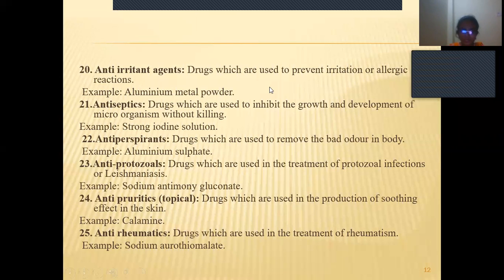Next one is antiperspirant agents. These are mainly used to remove the bad odor.